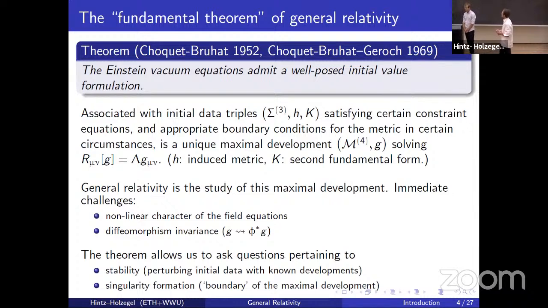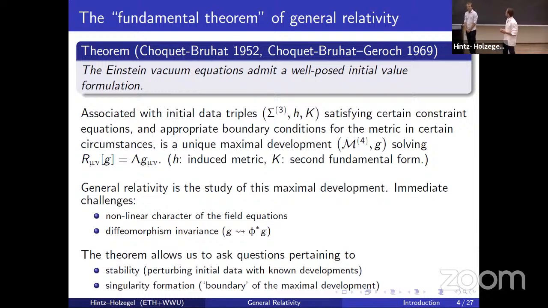And then you can associate with that a unique maximal development, which solves the vacuum Einstein equations and is such that the slice Sigma embeds as a slice with first fundamental form h and second fundamental form k. What general relativity really is about is the study of this maximal development. You want to know its geometric and analytical properties.